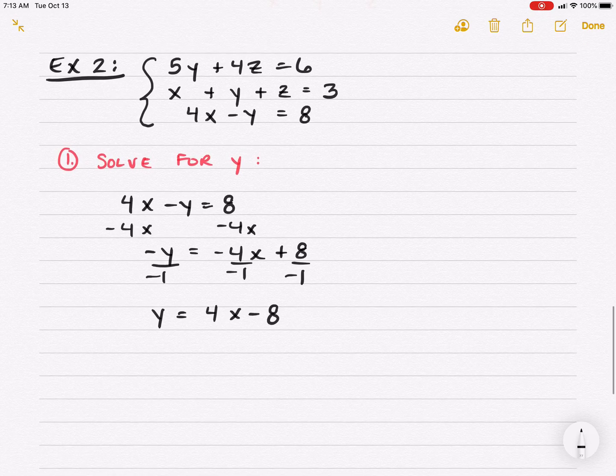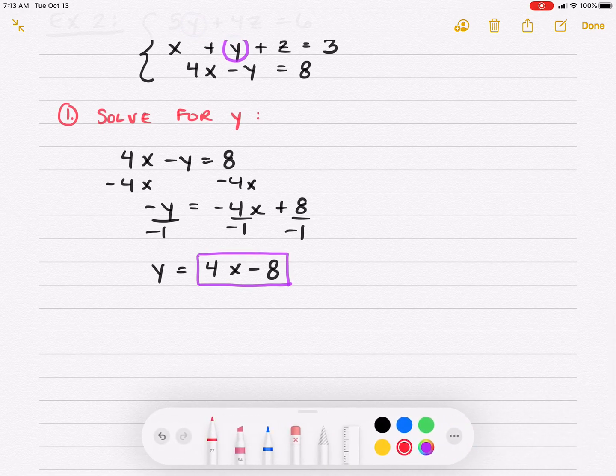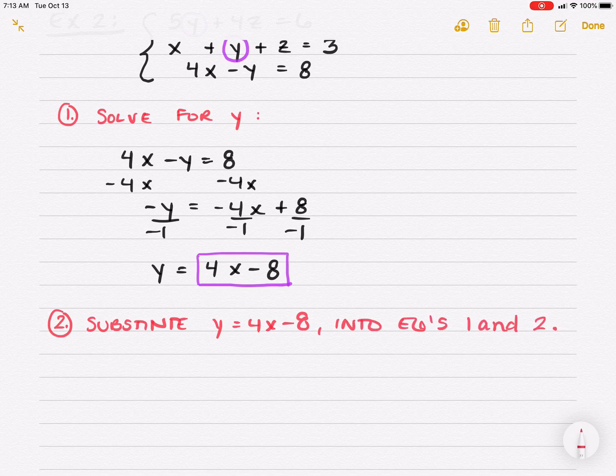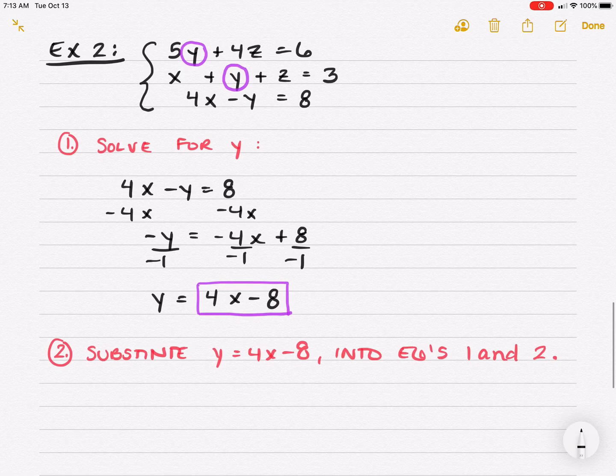Now, what can we do with this y equals 4x minus 8? Well, what we can do is take the 4x minus 8, and go back into my other two equations, and substitute it into this y right here in the first equation, and substitute 4x minus 8 into the second equation for y. And so this is what we're going to do in step 2: substitute y equals 4x minus 8 into equations 1 and 2. We always need to make sure that we're using all three equations when we do this. And so here's what this is gonna look like.